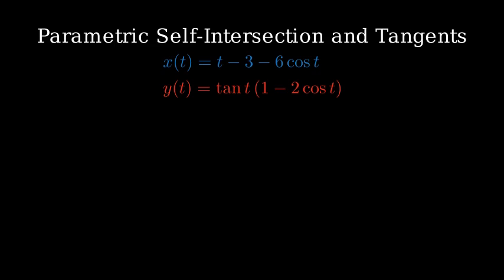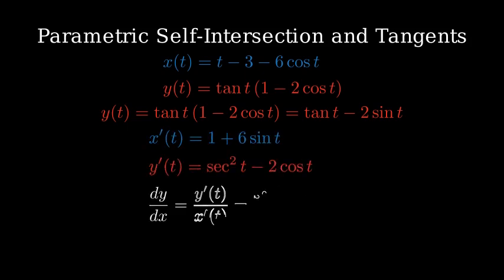Our goals are to understand why a self-crossing happens, identify the common point, and see why these two lines are the tangents at that point. First, let's make the y expression more intuitive. Because tangent t times cosine t equals sine t, we can rewrite y of t as tangent t minus 2 sine t. This makes derivatives simple.